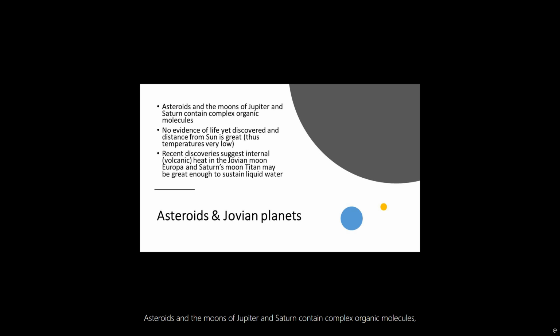Asteroids and the moons of Jupiter and Saturn contain complex organic molecules, but no evidence of life has yet been discovered there, and the distance from the sun is great, so temperatures are very low. Recent discoveries suggest internal volcanic heat in the Jovian moon Europa and Saturn's moon Titan, that may be great enough to sustain liquid water and possibly life.